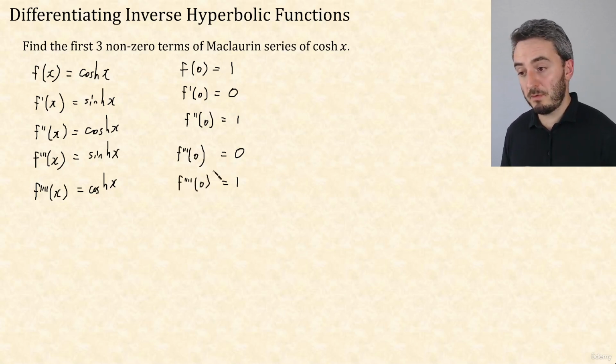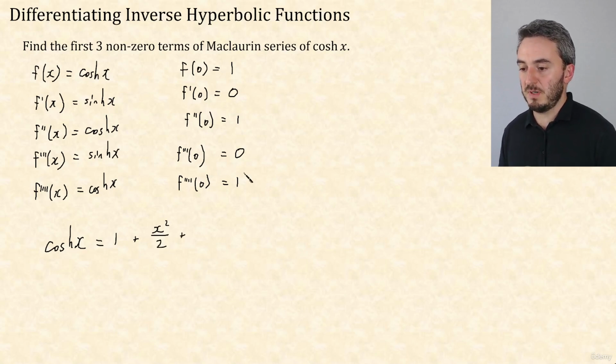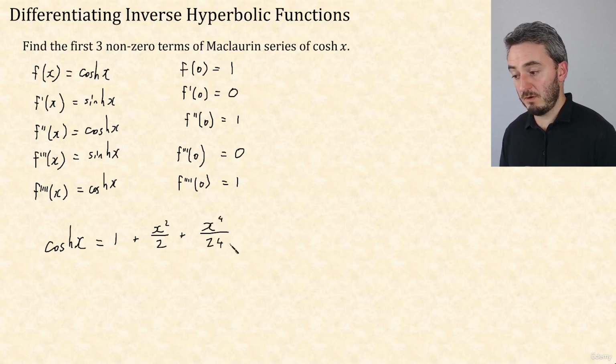The third derivative at 0 is 0, and the fourth derivative at 0 is 1. So now we've got our 3 non-zero terms. We can say that cosh x is 1 plus 0x plus 1 times x squared over 2 factorial, just over 2, plus 0x cubed plus 1 times x to the 4 over 4 factorial. So here are the first 3 non-zero terms in the Maclaurin series.